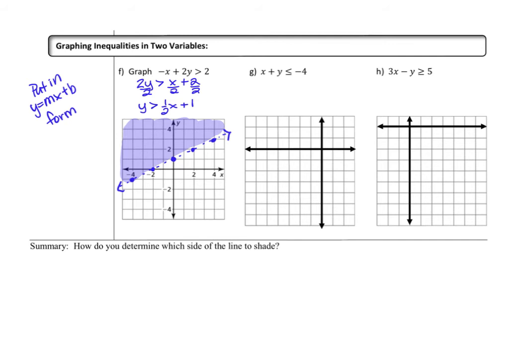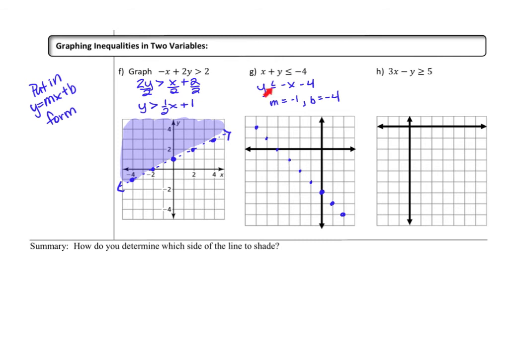Let's take a look at letter G. We have x plus y is less than or equal to -4. So to get it into slope-intercept form, I'm going to subtract the x from each side. So y is less than or equal to -x minus 4. This leaves me a slope of -1 and a y-intercept of -4. So on the y-axis, go down to -4, put your dot, and then a slope of -1 is down 1, right 1. And then we can continue this pattern all the way through.